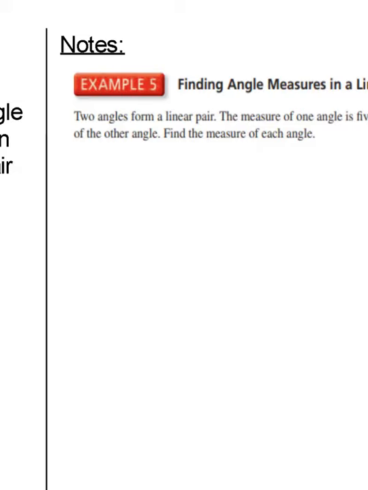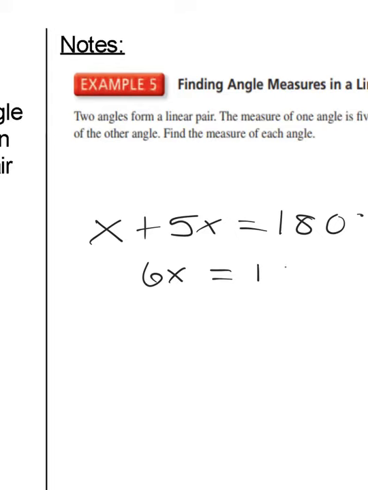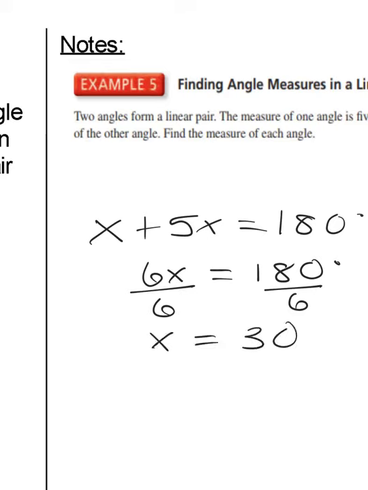So if they form a linear pair, they add up to be what? 180. Here's one. I don't know it, but I know that one of them is 5 times the other one. They add up to be 180 degrees. I combine my like terms. Divide by 6. x equals 30. So one of them is, say, angle 1.